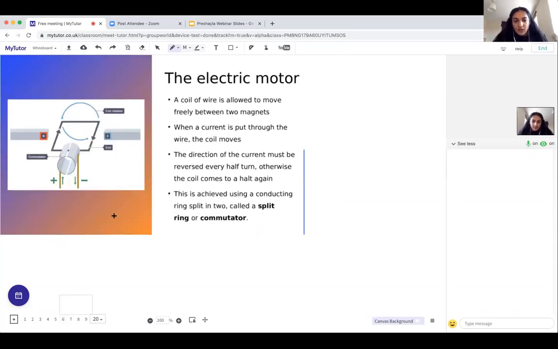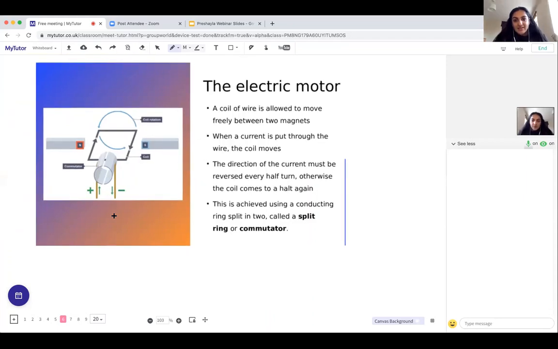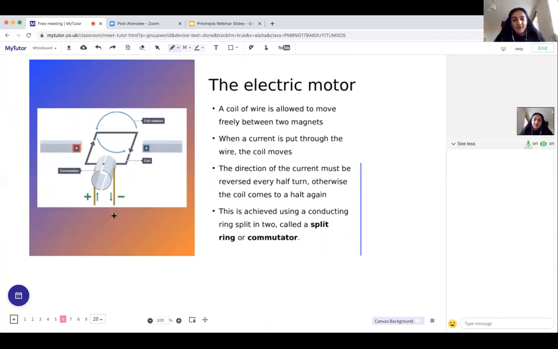Okay, so how does the electric motor employ the motor effect? Well, a coil of wire, which is this kind of square wire thing here, is allowed to move freely between two magnets. Okay, so you've got a north pole and a south pole. That's the magnetic field. The wire rotates round in that magnetic field when a current is put through the wire.